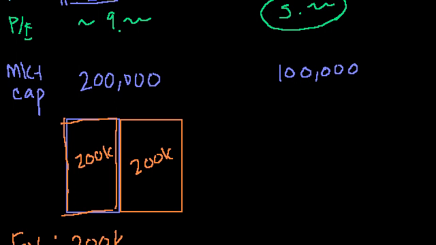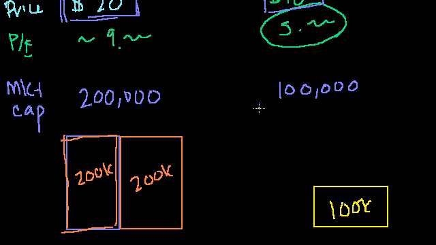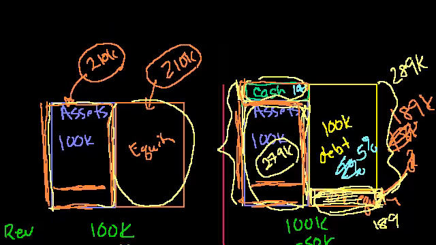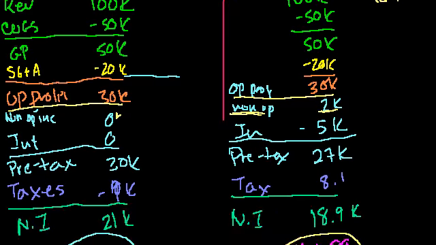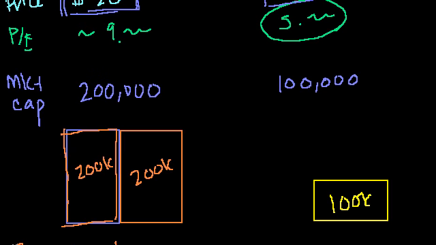So just to be proportional, let me draw it like that. This is $100,000. This is the equity, or the market capitalization, or the market value of the equity. That's what the market cap is, and that's just the price times the number of shares. And then it has debt. If I remember correctly, it has $100,000 in debt.